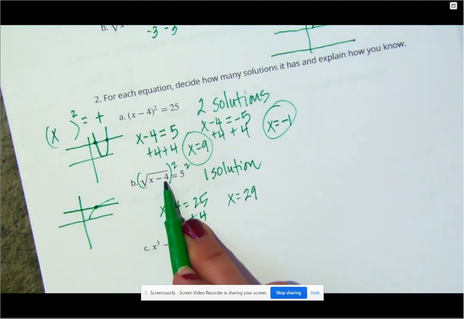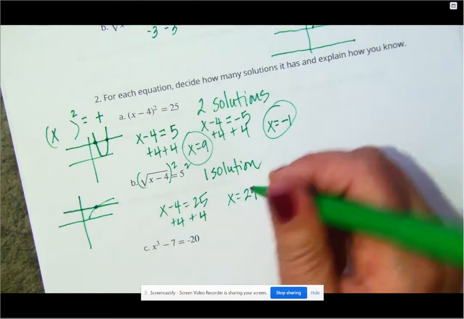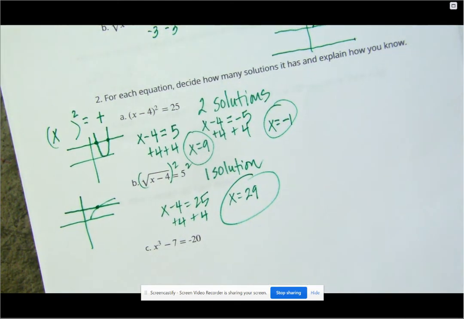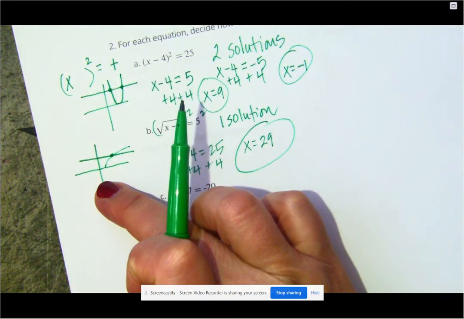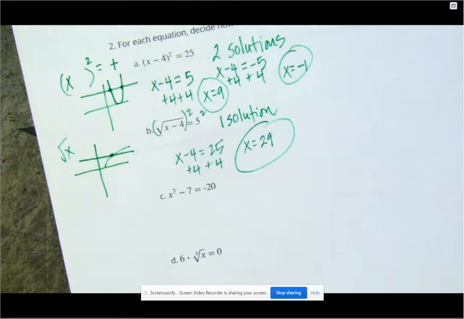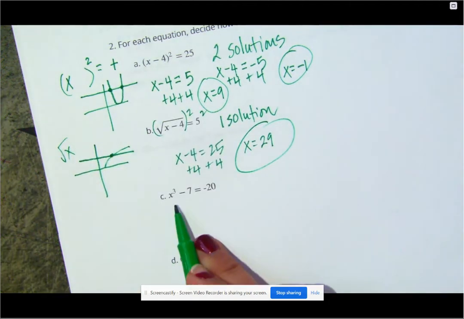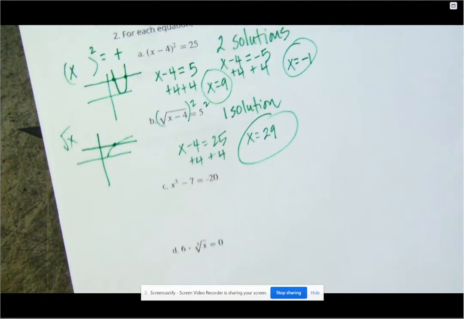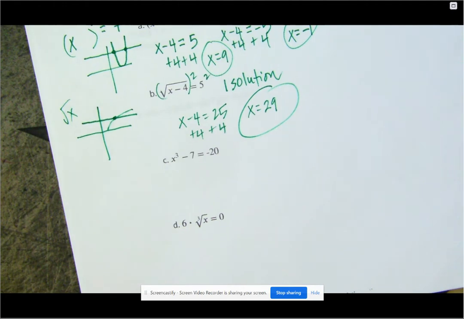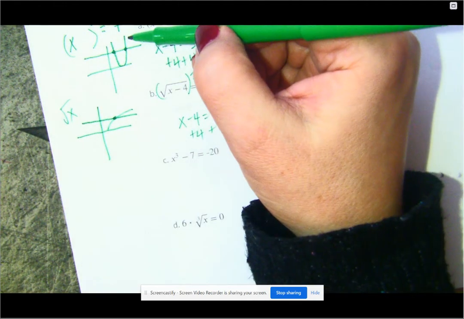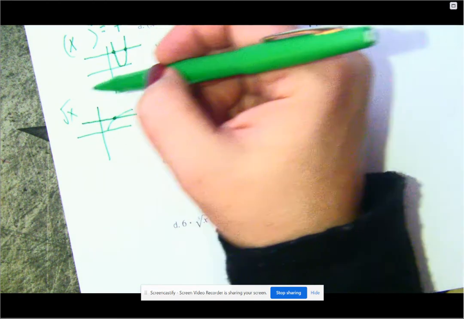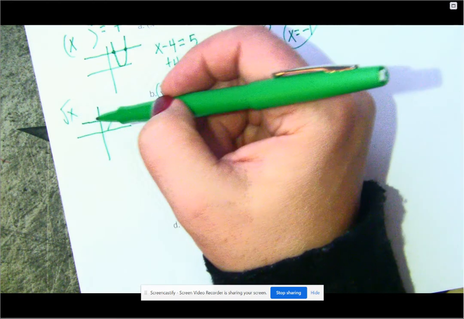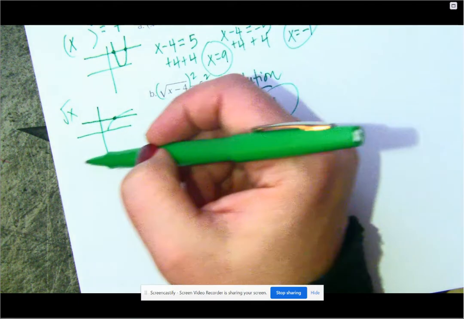29 minus 4 is 25. The square root of 25 is 5. All right. X cubed. Now, these were both, this is x squared and then the inverse, the square root of x. X cubed and the cube root of x always have one solution. Okay, these guys can have two solutions, or if it's a negative, no solution. Square roots can have one solution, or if it's a negative, no solution.